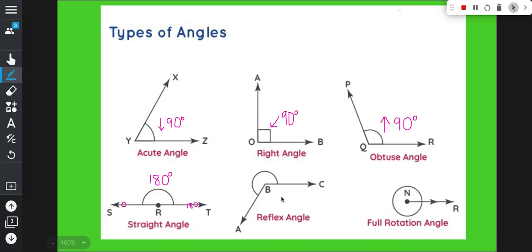The next one is not as common, but it's something you should know. It's called a reflex angle. A reflex angle is bigger than 180 degrees, but it's less than 360 degrees.